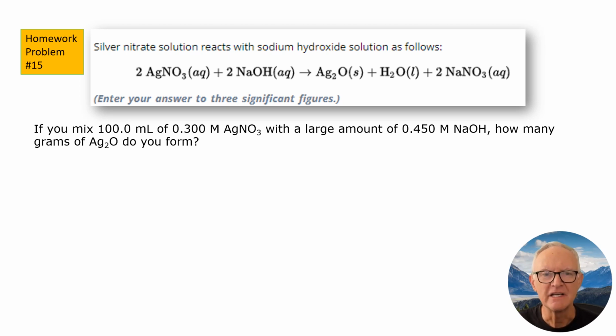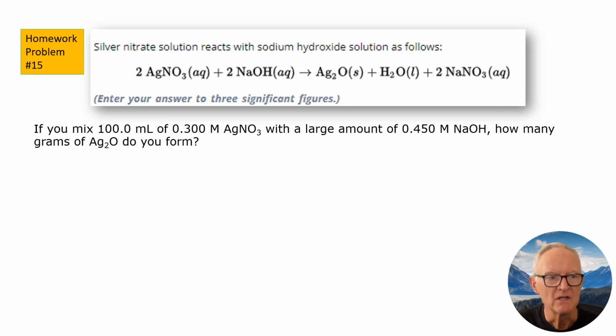Hi everyone, Kevin here. This is homework problem 15 from chapter 6 of Chem 60. I will work an example of this problem. The numbers that you will find in your version of this homework problem probably differ, so you will need to work this problem using the numbers in your version. But if you follow these steps, you should be in good shape.